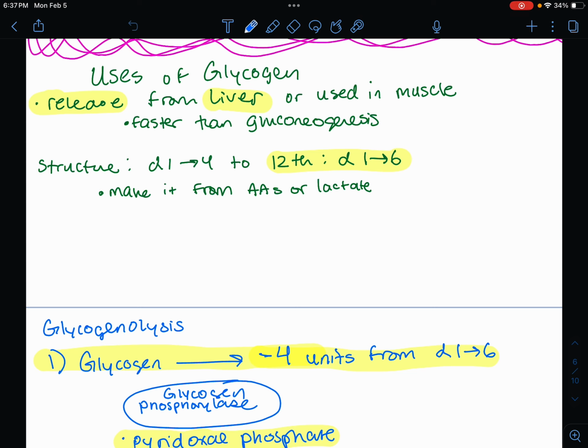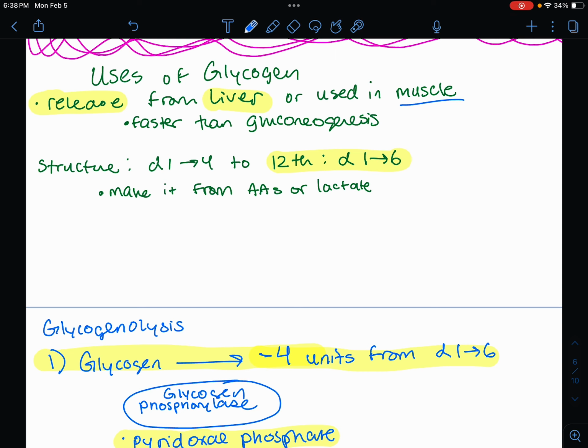All right, so the uses of glycogen. Glycogen is going to be the preferred energy source, since glucose, which makes up glycogen, is the preferred energy source. It's not readily available, so glycogen needs to be built from dietary glucose. It will be released from the liver or the kidney, or it could also be used on site, such as the muscle glycogen. It's not transported when it's in the muscle.